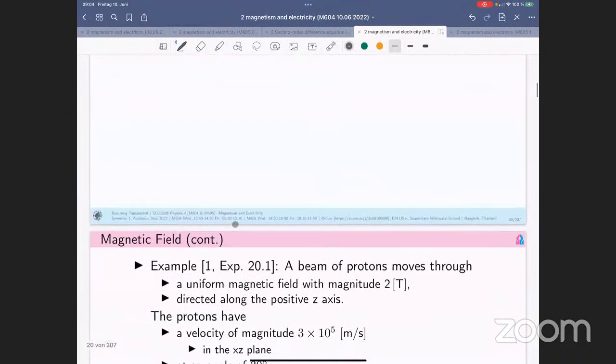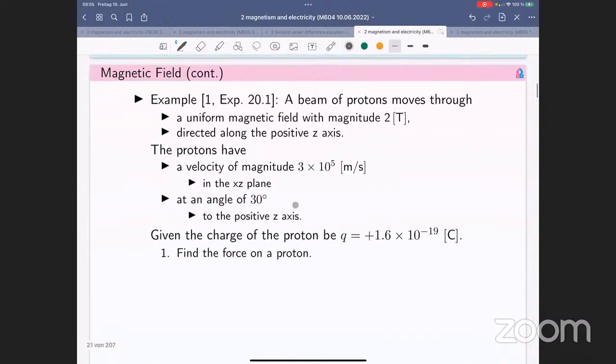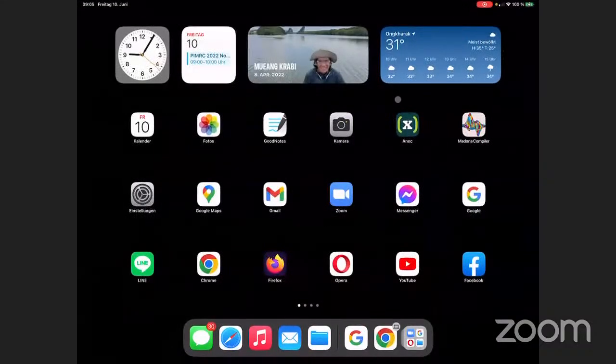Okay, you got to know many stuff, many theory. It's better for you to understand by considering an actual problem. Okay, we consider a beam of protons. You know protons, right? You will see it later.